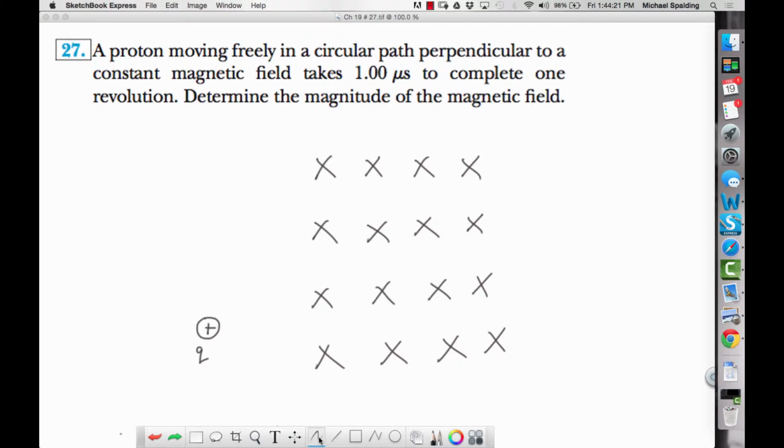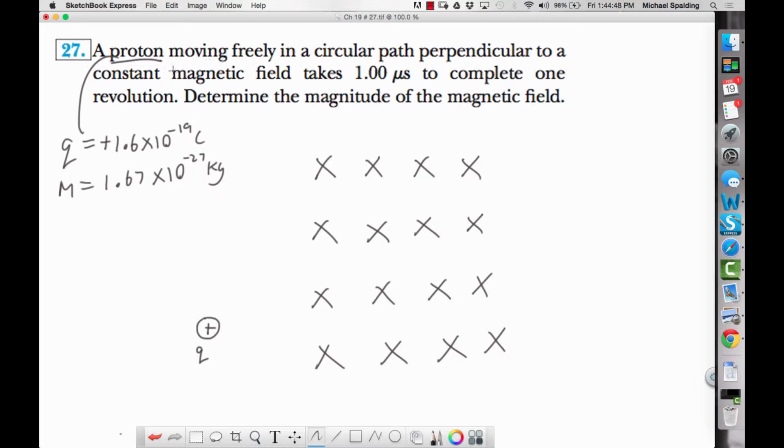Okay, so number 27 in chapter 19. So we have a proton. Now this problem assumes that we know about protons. A proton has a charge of positive 1.6 times 10 to the negative 19 coulombs and a mass of 1.67 times 10 to the negative 27 kilograms. You don't have to have that memorized. It's on the AP2 equation sheet.